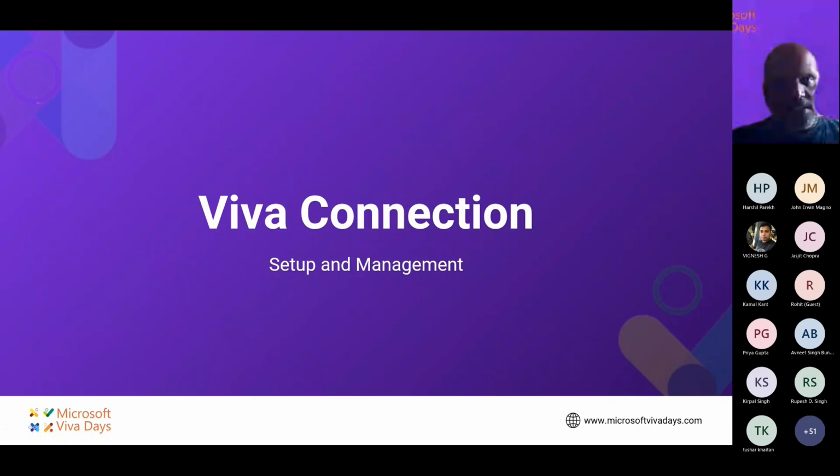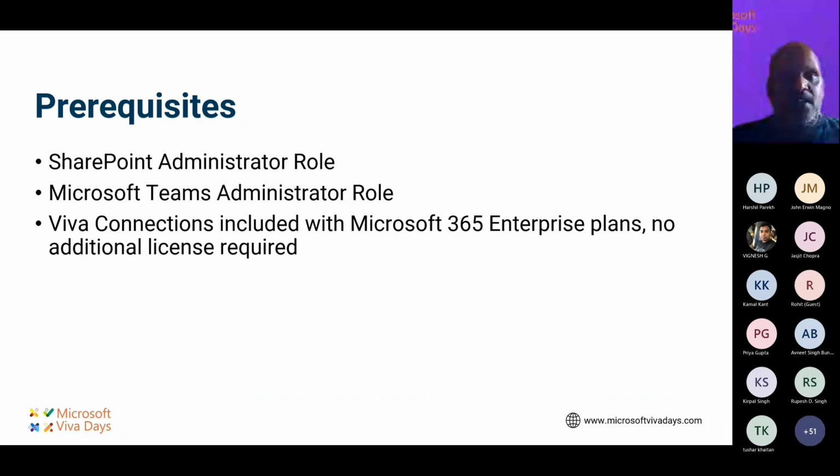Now we shall see how we can set up Viva Connections. For Viva Connections, again, there is no specific license you require. Actually, all the Microsoft and Office 365 licenses include Viva Connections. It is free of cost. No additional licenses will be required. To do the required setup of Viva Connections, you need the SharePoint admin role and the Teams admin role.